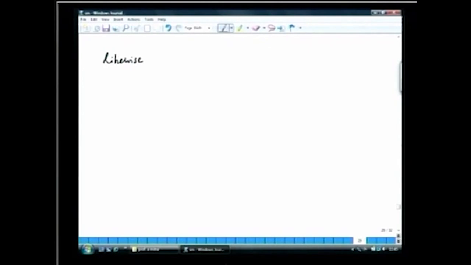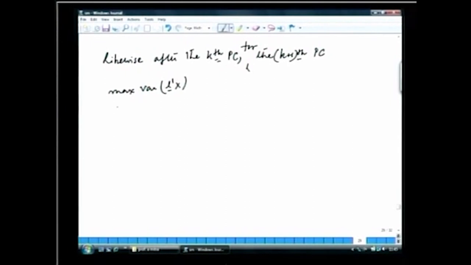In this way we can go up to the k plus 1th principal component, likewise after the kth principal component. After going to the first, the second, and then the third, for the k plus 1th principal component we must have the maximum of the variance of L prime x, where L is now orthogonal to e 1, e 2, to all these e k's. So, L has to be orthogonal to each of these, and of course the original condition.